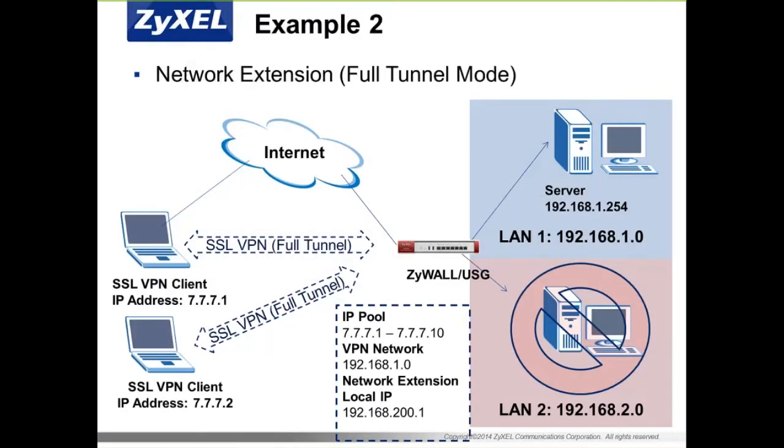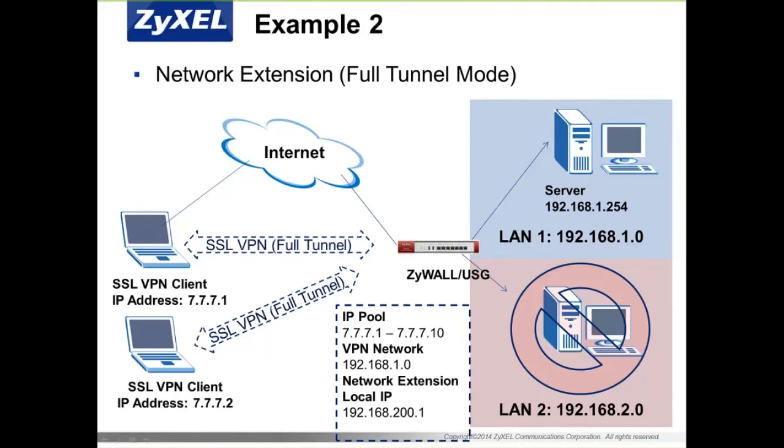Let's move on to the network extension full tunnel mode as displayed in this example. In example 2, we have two external users using full tunnel mode to VPN back into the main office. When they establish the SSL tunnel and authenticate to the ZyWALL USG, their full tunnel mode client will create a virtual interface to which the ZyWALL USG will assign an IP from the SSL VPN pool.